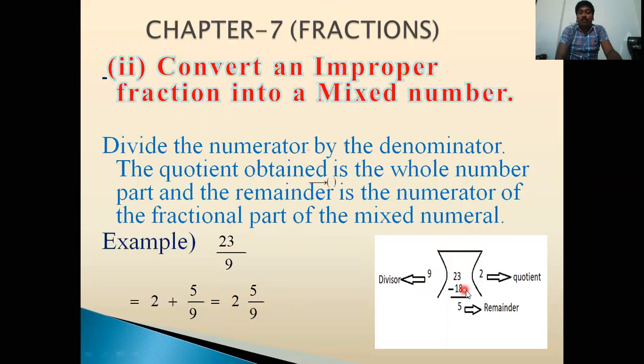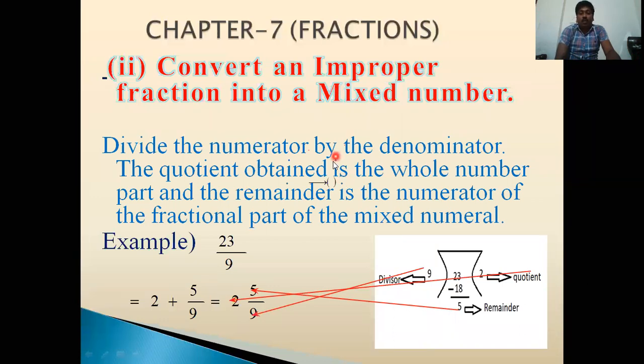Where do we write the quotient? Here is the whole, and here is the 5, the remainder, and 9 is the divisor. So children, we can write these numbers in this way. Here is 9 as the denominator, 5 comes here, and the quotient goes here. Okay children, now the quotient makes the whole, 5 makes the remainder, and 9 makes the divisor. So in this way we can change an improper fraction into a mixed fraction.